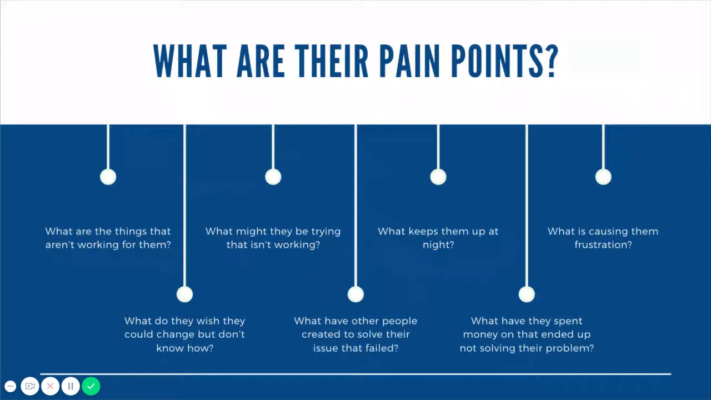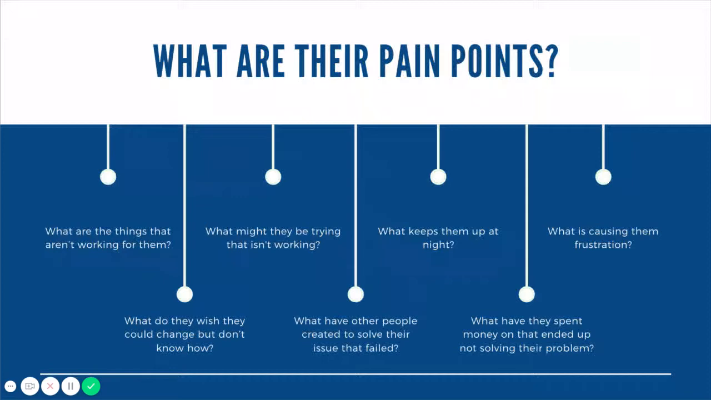What have other people created to solve their problem that has failed them? This one is really important. So go ahead and go back and find other people that have created products or offered services similar to yours in the past that have promised to solve the problems of your target market that haven't completely solved their problem. Maybe they got close, maybe they tried, but they weren't able to completely execute and eliminate the problem.